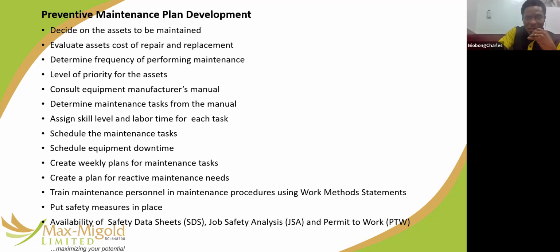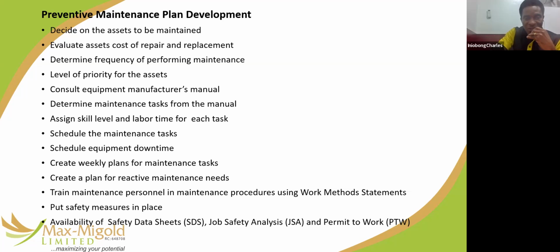So sometimes we just need to go through the manual, know what you are supposed to use, know the right material, the right equipment, the right schedule, and the frequency before you draw up your plan and before you start maintaining. Determine maintenance tasks from the manual. Assign skill level and labor time for each task. Schedule the maintenance tasks. Schedule equipment downtime. Create weekly plans for maintenance tasks. For maintenance that has a frequency, you create the plan based on that frequency. Create a plan for reactive maintenance.